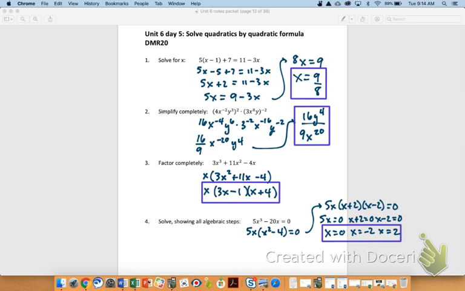Numbers 3 and 4 are very new. Numbers 3 and 4 could very well be on your Unit 5 test. Actually, 2, 3, and 4 could all be on your Unit 5 test. So, good review for sure.